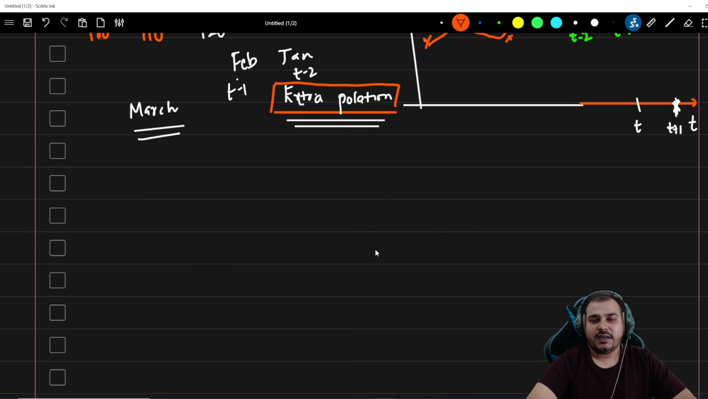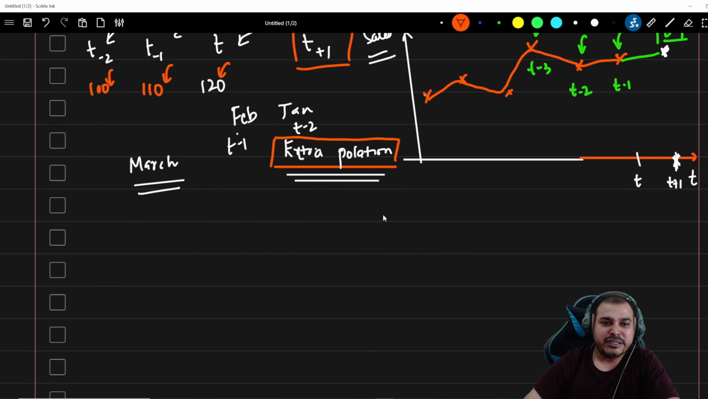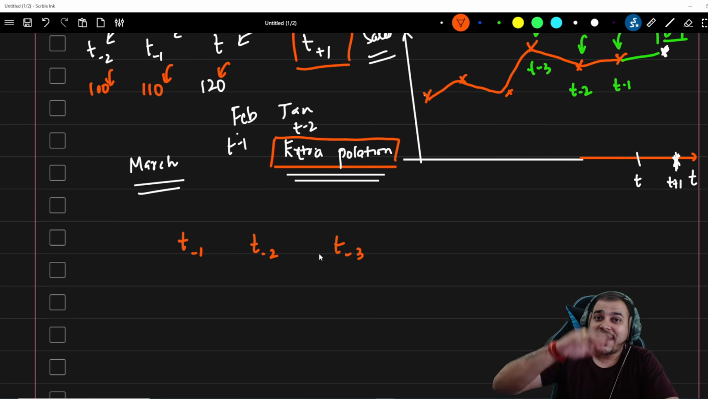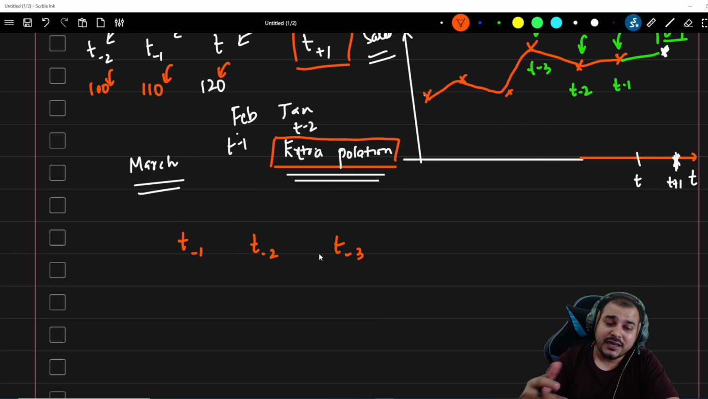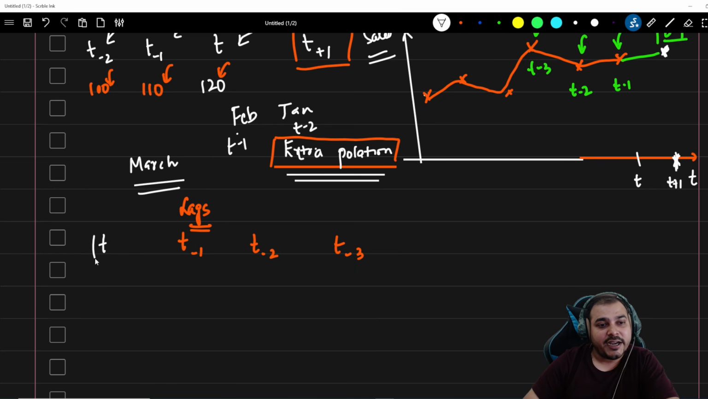In short, in the case of time series, we are dependent on T minus 1, T minus 2, T minus 3. That is the previous timestamp data, which I can call lags. Whether it is one timestamp lag, two timestamp lag or three timestamp lag, our main aim is to forecast the data for the current time, right?